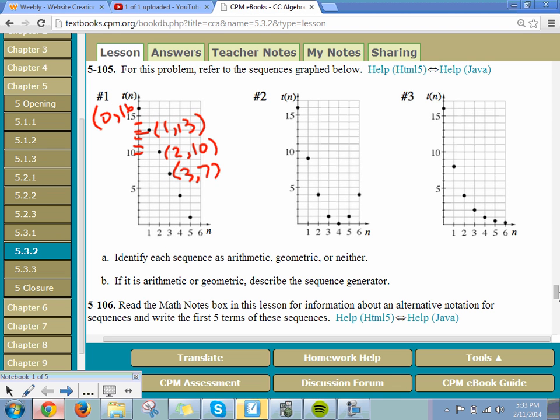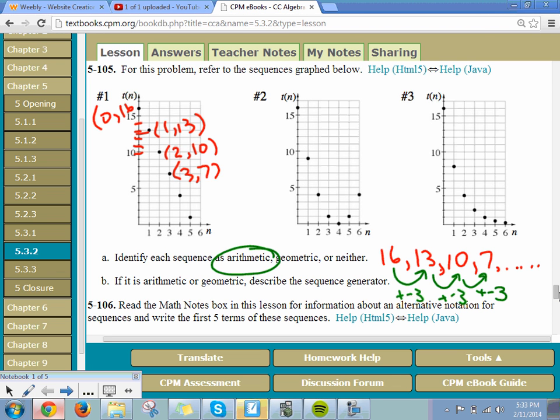And so what we can really do is think about if we were to list this as a sequence. I'm going to write it off to the side. We've got 16, 13, 10. Well, that is a 10 and not a 16. Seven, dot, dot, dot. And so we can see that each time we're going to be adding -3, adding -3, adding -3. So we have an arithmetic sequence, and our generator is plus -3.